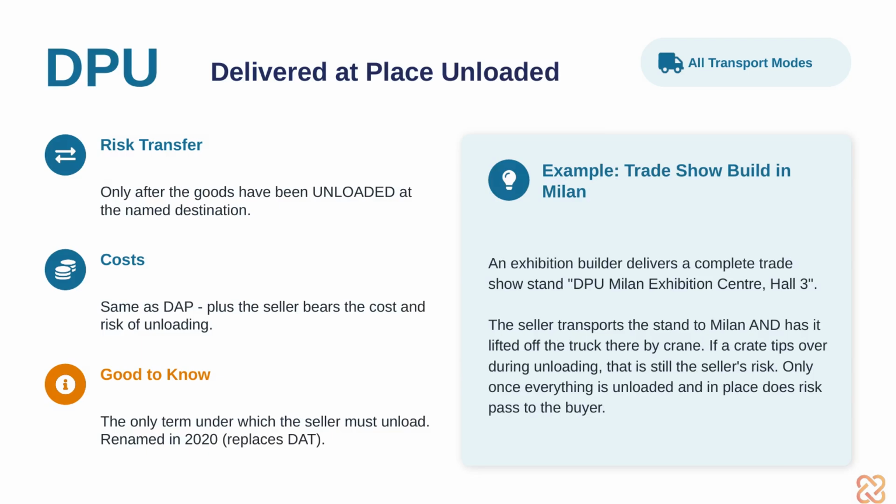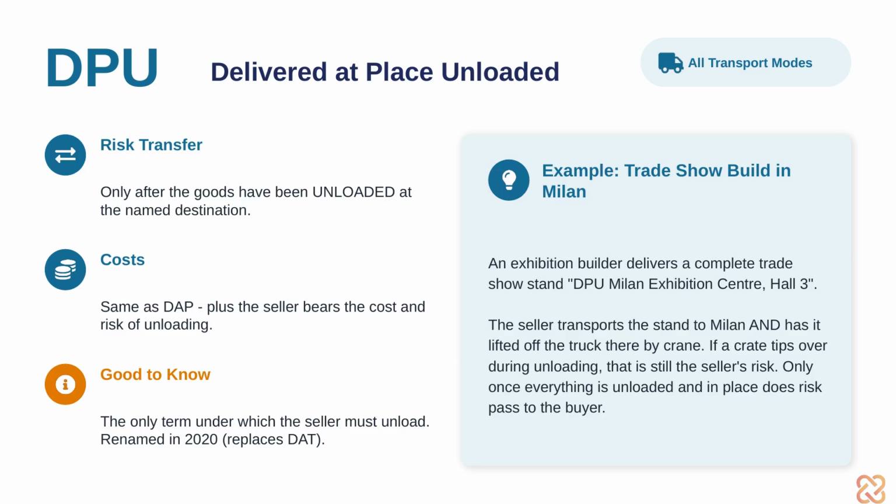DPU, delivered at place unloaded, is a special case. It's the only Incoterms term under which the seller must also unload the goods at the destination. It was renamed in the 2020 edition. It replaces the earlier term DAT. Risk passes only after the goods have been unloaded at the named destination.